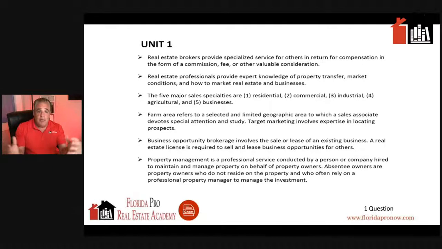Now, the next one we're going to cover here is business opportunity brokerage. Business opportunity brokerage. What is that? It's nothing more than the sale and working with businesses. It's not a different type of brokerage. It's just that the brokerage specializes or has a division that deals with businesses. Okay. Don't think into it. If you see a question on the exam, like we said earlier, about business brokerages, all it is is a brokerage that deals and specializes in the sale of businesses, okay?